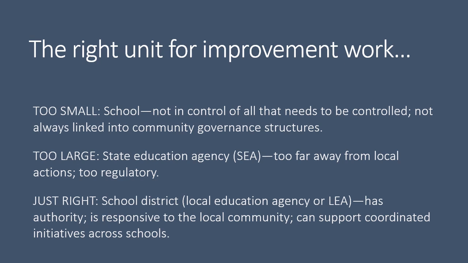districts are close enough to the work and to the community to plan, implement, and support improvement efforts. Schools are too small. They do not have sufficient control to sustain improvement work, and they lack the critical connection to community governance structures such as school boards and advisory councils. State education agencies certainly can mandate, encourage, and support improvement work, but they are too distant from local actors and actions to make improvements stick.